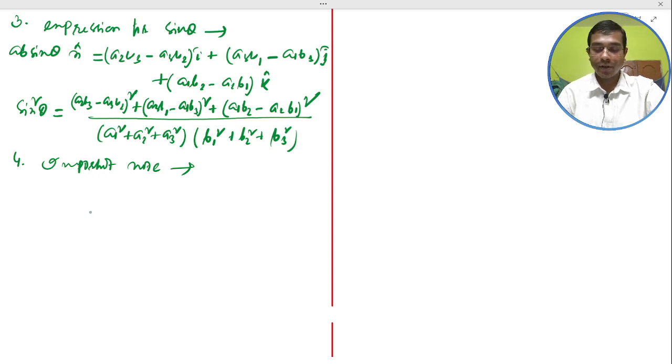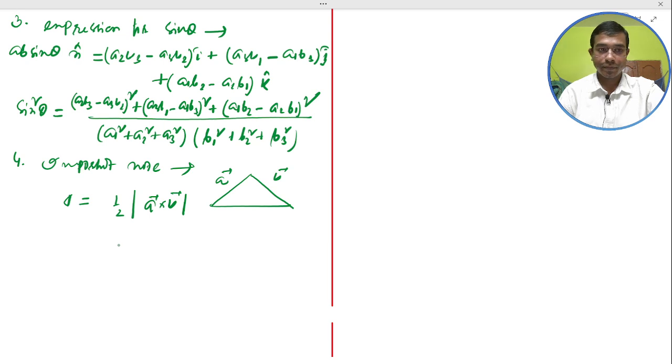If A and B represent sides of a triangle, suppose this is a triangle with sides A and B, then the area of the triangle would become half mod of A cross B. Next, if A and B are diagonals of a quadrilateral, suppose this is one diagonal A and that is another diagonal B, then the area will become half mod A cross B.